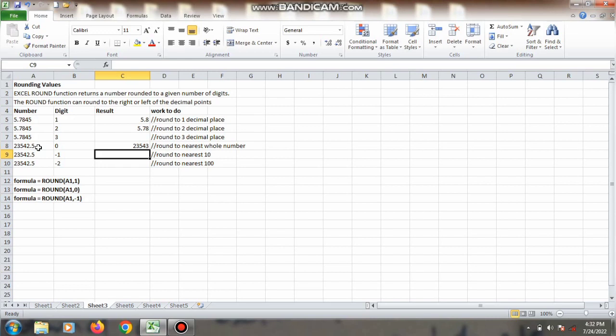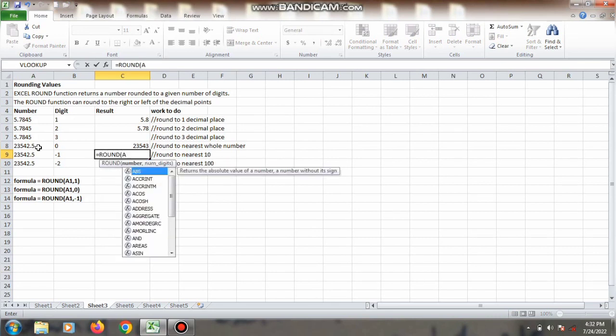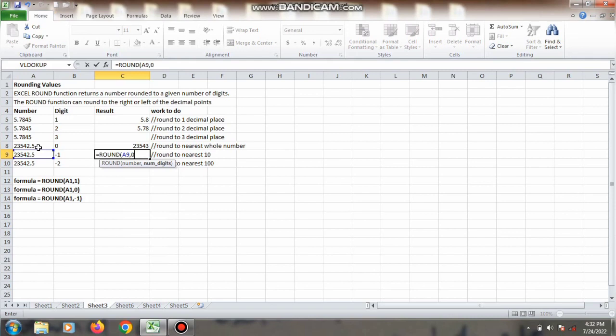If you want to round it up to the nearest 10, it's also the same thing. Equals ROUND, bracket, A9 is what we are using. To 0, that is to minus 1. That will give us the nearest 10. That is the negative part. Then you have this to be 23,540. So the nearest 100, you also know, I believe you are a mathematician when we were in school. So don't forget all those things. Minus what now? It will be minus 2. Then you have the nearest 100. Do as many as possible to round up and do anything you want. Then it will surely give you your answer.